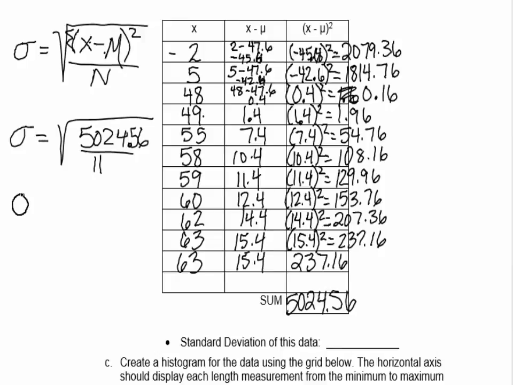Okay, so when you divide that, you get a long number. 56.78. Okay, hey guys, don't round. Everybody listen to this. Don't round until your final answer. So we're going to leave that whole thing in the calculator and then take the square root. And then we'll round at the end.